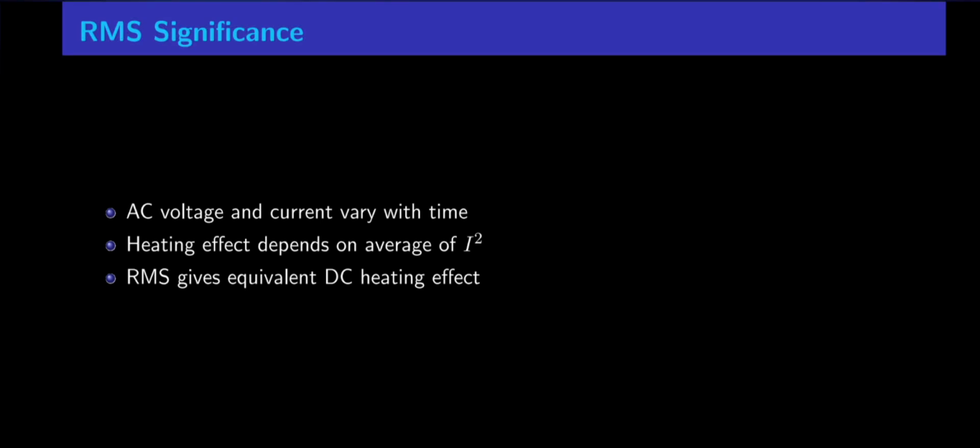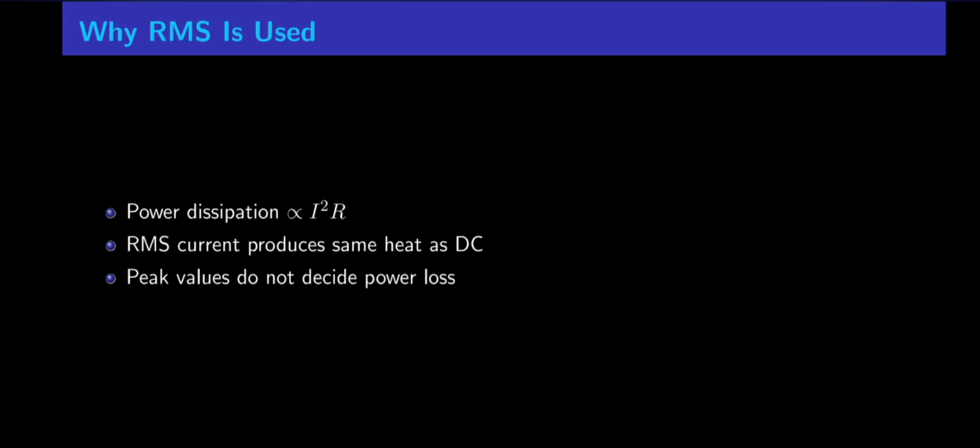RMS value is used because it provides an equivalent DC value that produces the same heating effect as the AC current. Power dissipation in a resistor is proportional to the square of the current multiplied by resistance. RMS current produces the same amount of heat as a DC current of the same value.